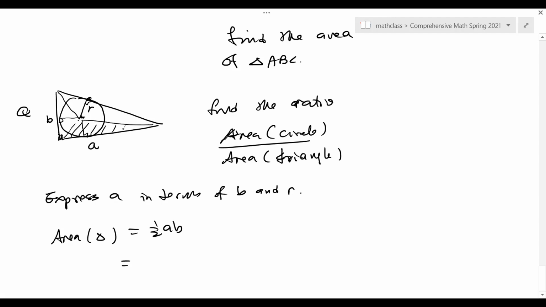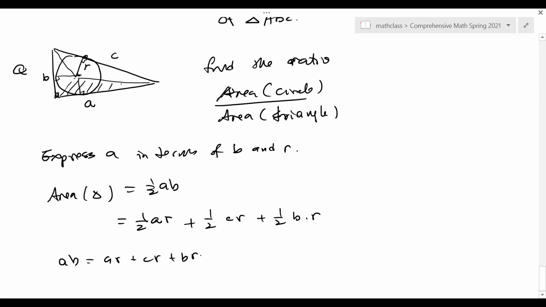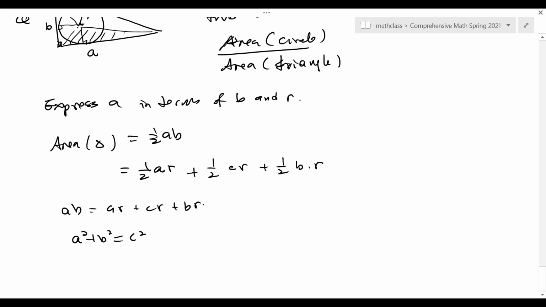Okay, one of these is half of A times R, right? That's the area of one triangle, and half of C times R, where we call the hypotenuse C, and half of B times R. So you get an identity, okay? You get AB equals AR plus CR plus BR, okay? But on the other hand, you also have the Pythagorean theorem, A squared plus B squared equals C squared, okay?